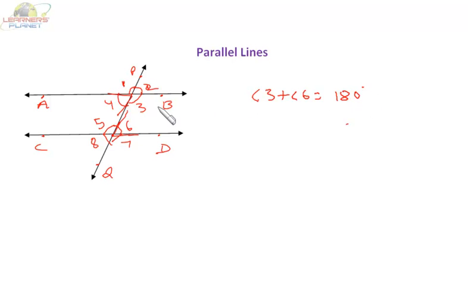Okay, and we call them interior angles. Similarly, angle 4 plus angle 5 will also be 180 degrees, since they are lying on the same side of the transversal, that is the left hand side, and they are lying between the lines. So angle 4 plus angle 5 is 180 degrees, angle 3 plus angle 6 is 180 degrees, and we call them interior angles, and the sum of interior angles lying on the same side is 180 degrees.